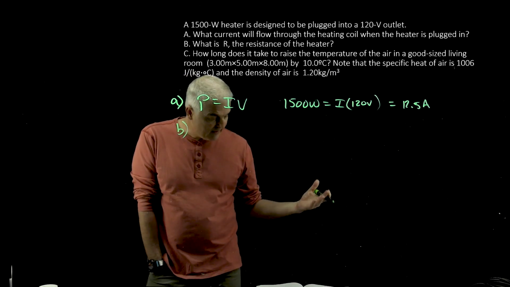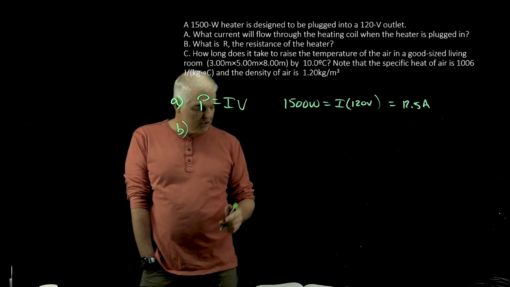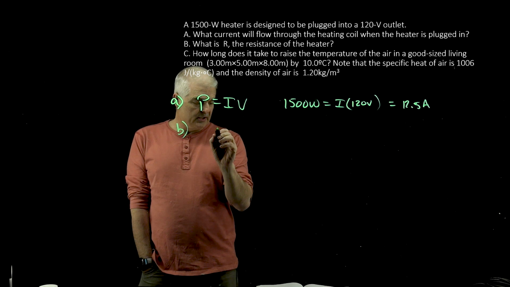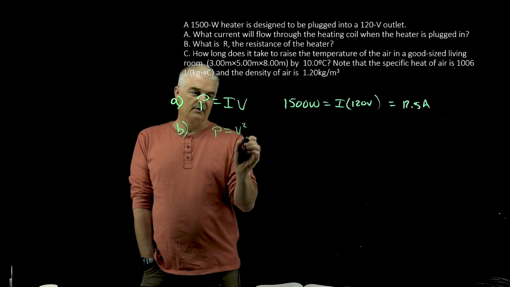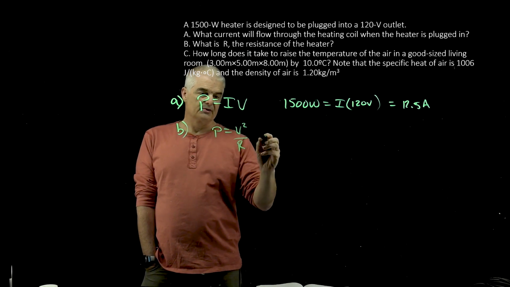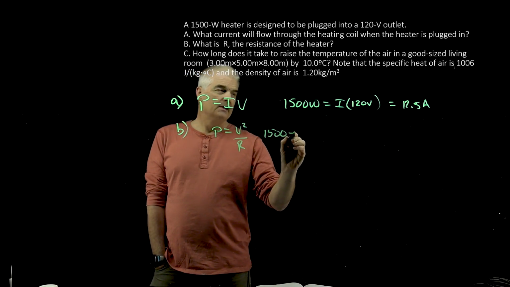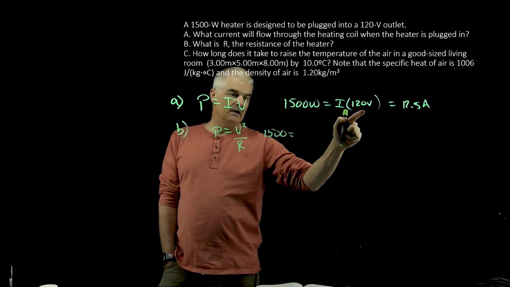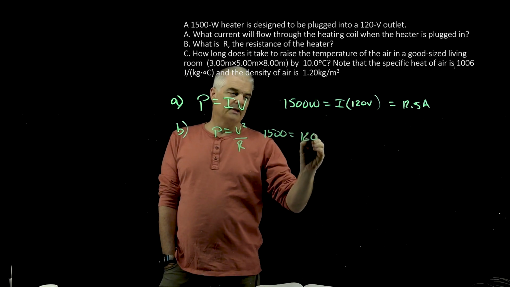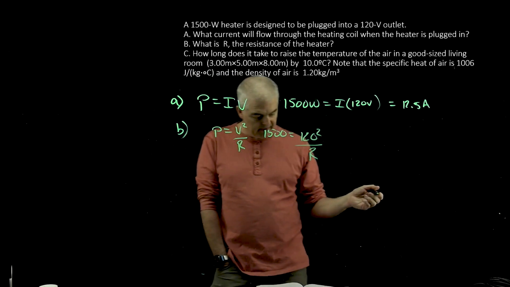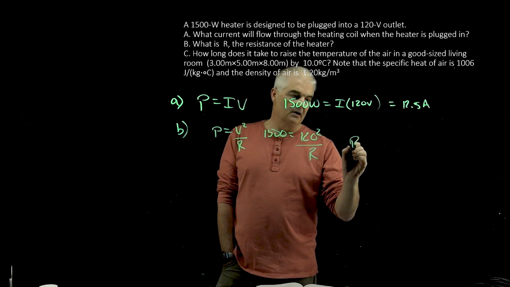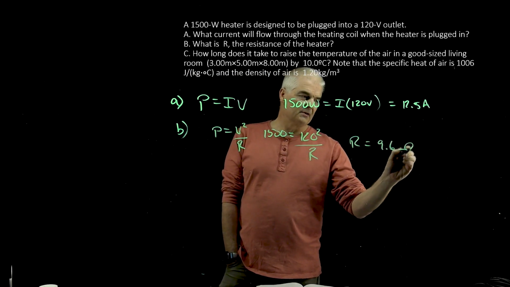So we're going to pull back from one of our equations. Look at the equation sheet if you don't. I can use the equation P equals V squared over R. Well, the power is still 1500, which is equal to 120 squared over R. I do algebraic manipulation, and I get R is equal to 9.6 ohms.